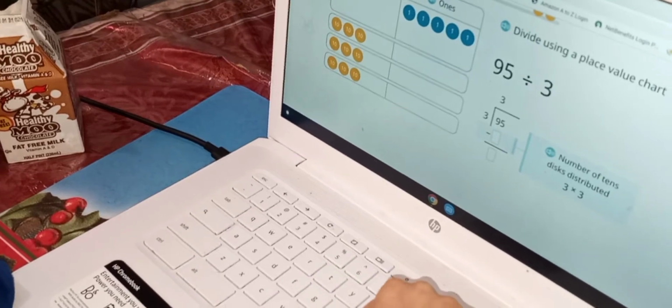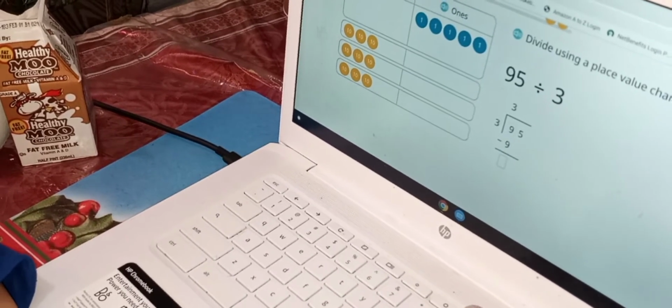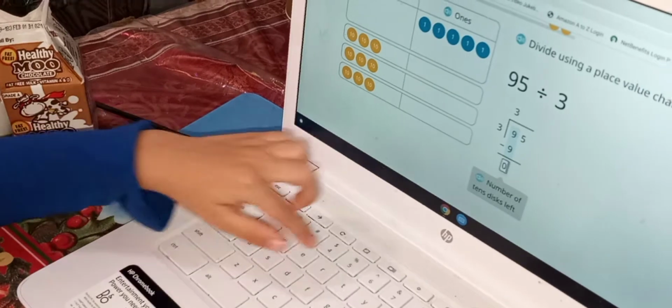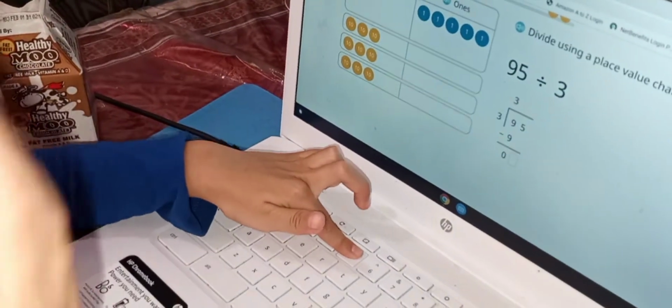That would be 9. 9 minus 9 equals? Nothing. 0. And then now you work on 5. You bring down 5.